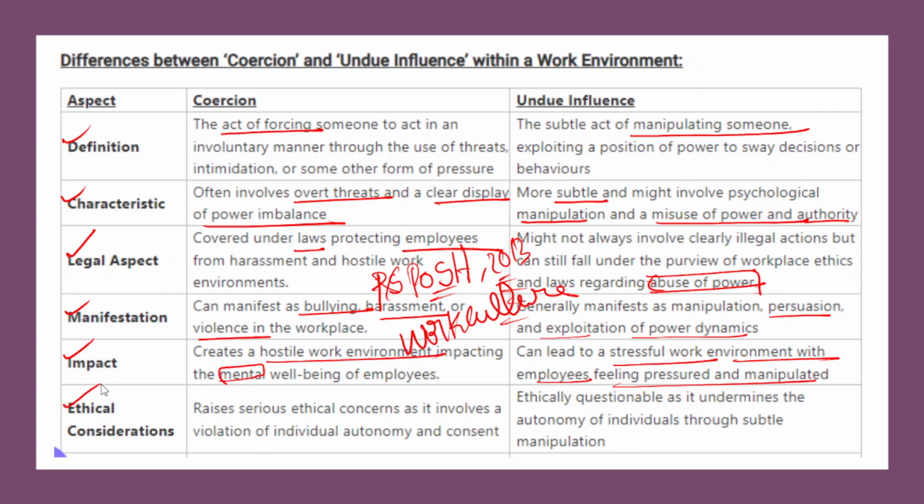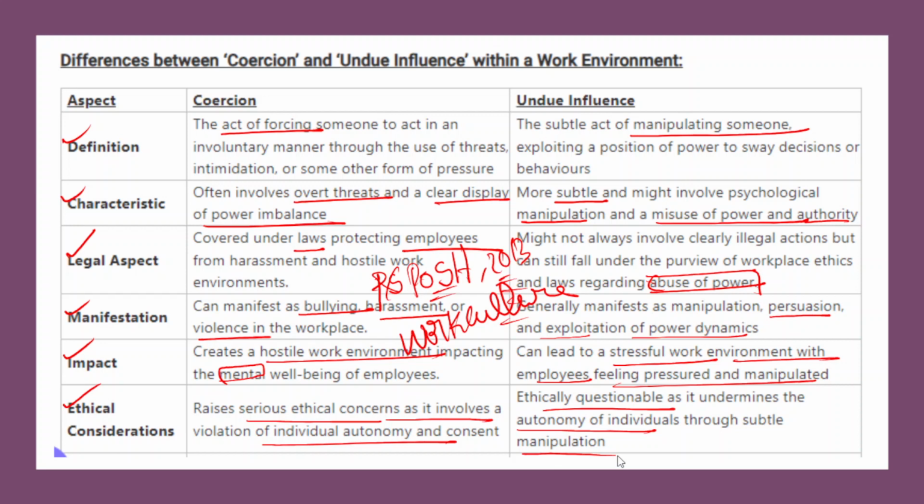Then ethical considerations. These also raise serious ethical concerns because coercion involves violation of individual autonomy and consent. However, undue influence is ethically questionable because it very often undermines the autonomy of individuals, because someone else is using undue influence on that employee, and it questions or undermines the autonomy of individuals through manipulation. So this is how you have to differentiate between coercion and undue influence.